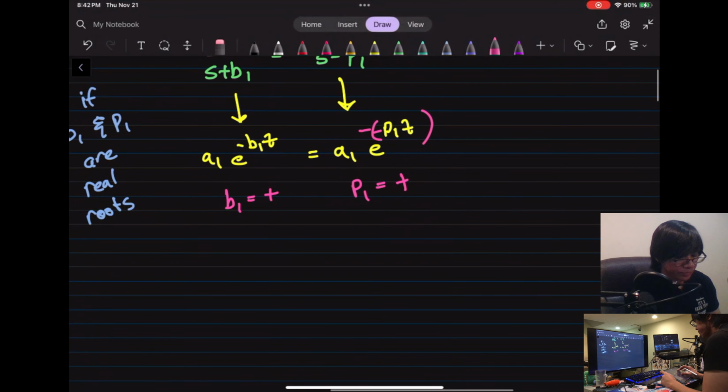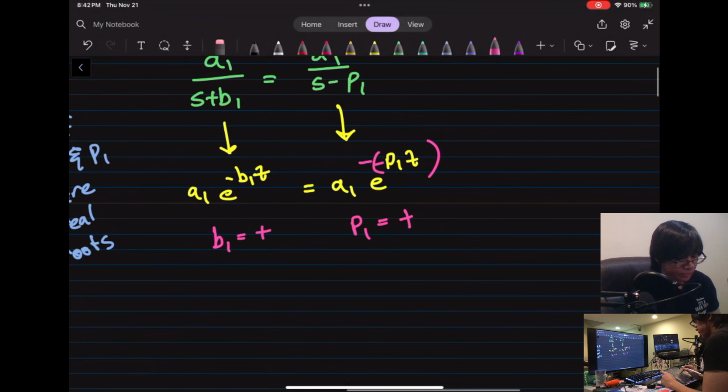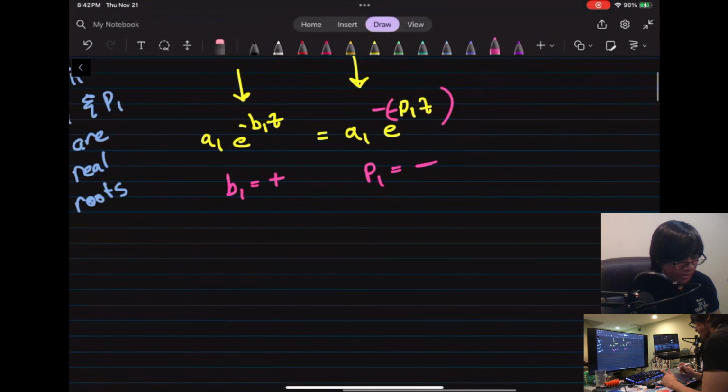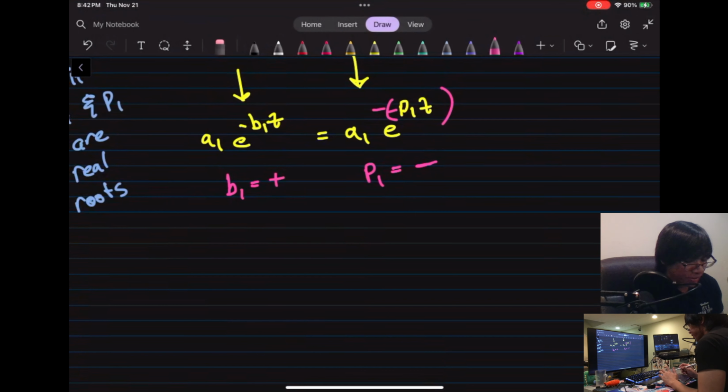Am I doing that right? Sorry, negative, so it is an exponential decay. So three negatives make a negative. I'm just going to write it as a positive for my sake.